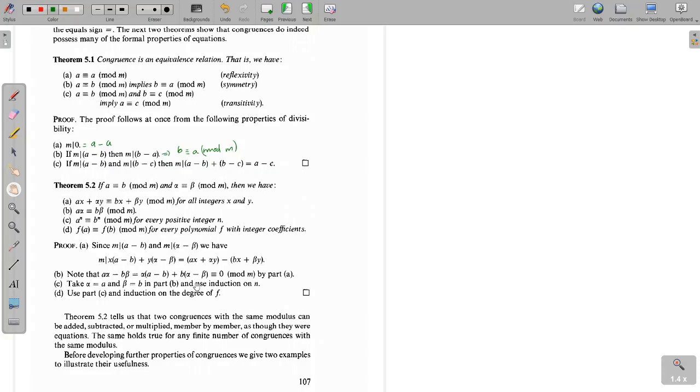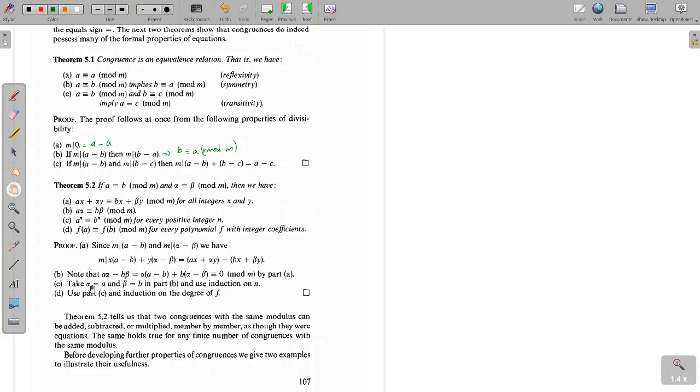Obviously, this is a multiple of M, because a minus b is a multiple of M, and alpha minus beta is a multiple of M. Then the sum is also a multiple of M. So this is a multiple of M, or M divides this. Hence, you can get the B part.